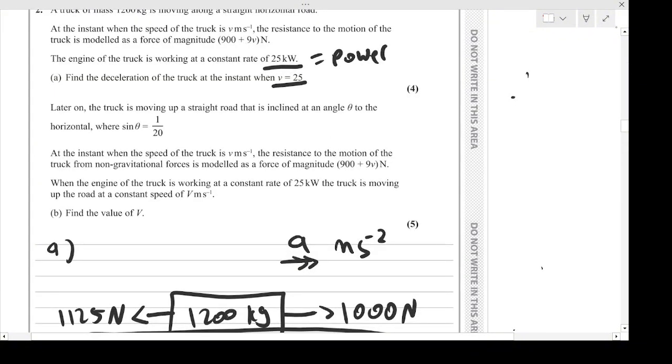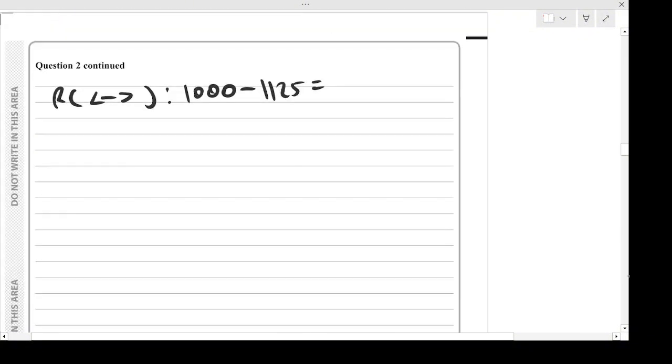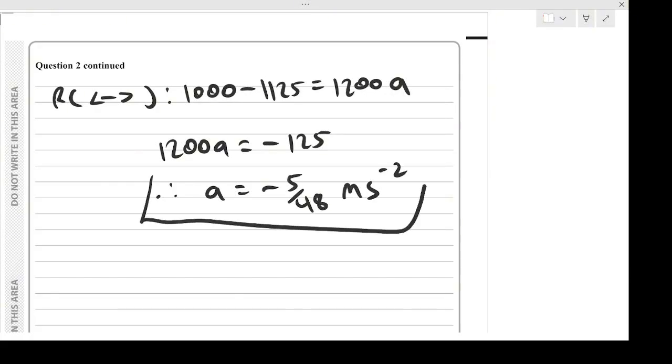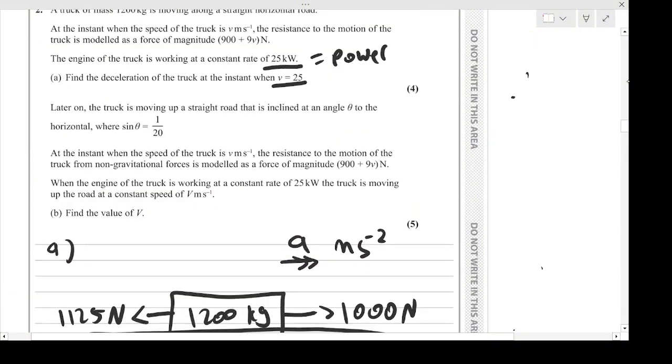So the mass, I'm told, is 1,200 kilograms. So 1,200, lots of A. Okay, so F equals ma there. And so if I simplify this, I get 1,200 A is going to be minus 125. It's a negative, which means it will decelerate. So that's fine. Now, if I divide by 1,200, I get the acceleration to be negative 5/48. Okay, and there we are. So again, deceleration means it's negative acceleration. So that answer seems to make sense there.